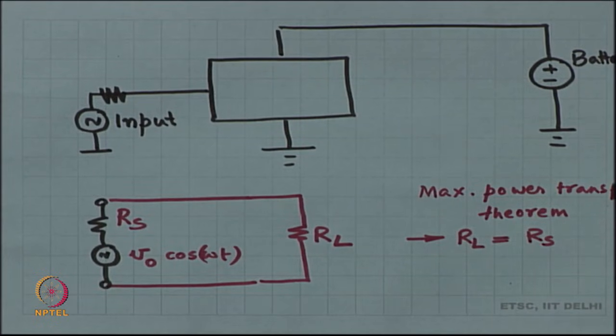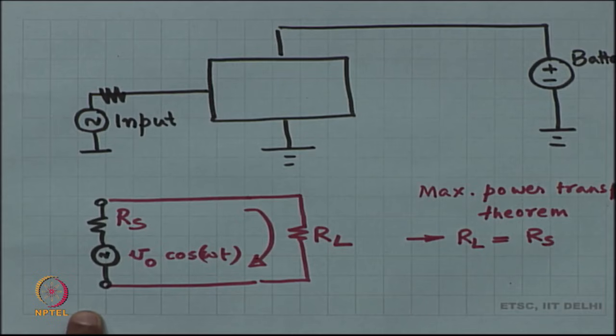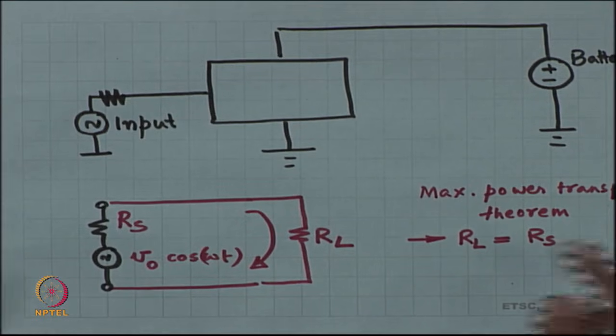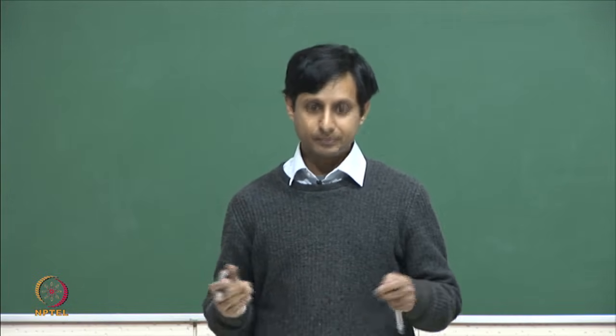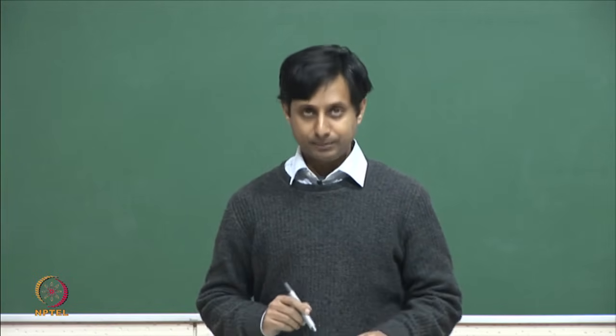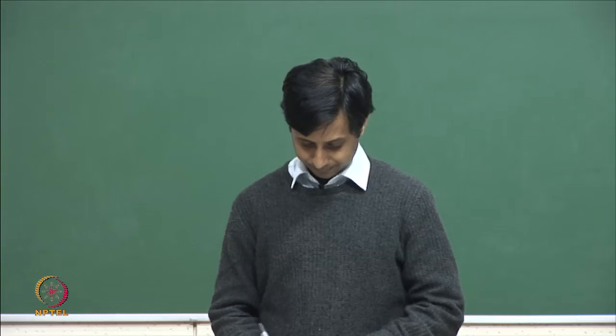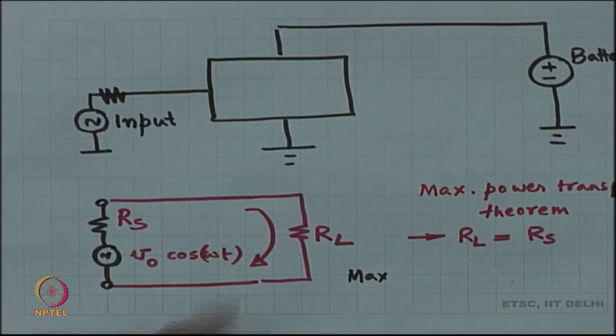If R L is equal to R s, then the current is V naught cos omega t by 2 R s, and therefore the power in R L is going to be the square of that times R L, and then you have to take the RMS, which gives you a by root 2. So, the maximum available power. So, what is the power in R L finally?